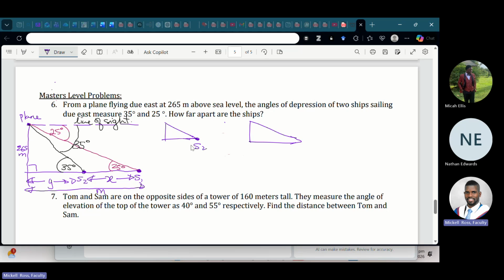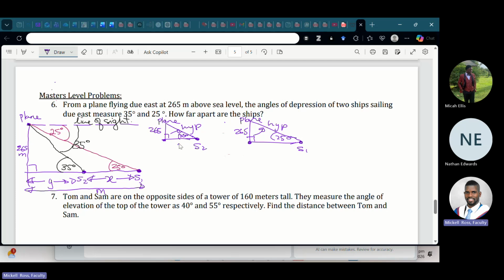So from ship 2, base of the plane, 265. Base of the plane, ship 1, 25 degrees, plane 265. Right. Now, this one is 35 degrees. So based on this, we can do a calculation.